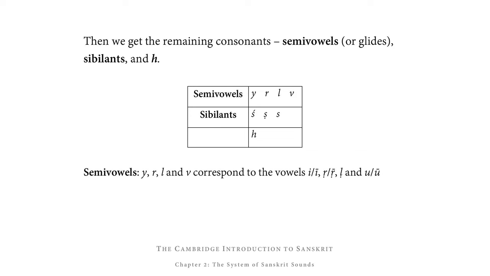After the semivowels, we have the sibilants, ś, ṣ, and s, corresponding to the palatal, retroflex, and dental series of stops and nasals. So ś, ṣ, s correspond in their order to palatal, retroflex, dental, which is the order that we find stops appearing in. Again, going from back to front. And then finally, we have H, which simply stands on its own.